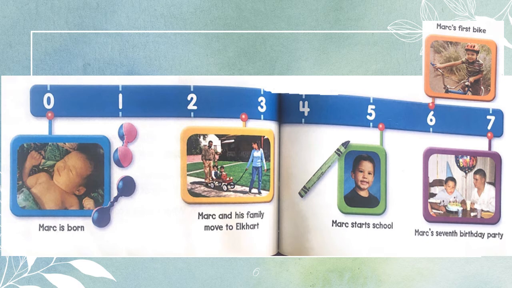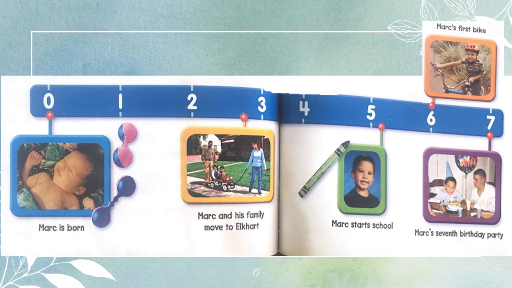Then what do you see when he was 6 years old? What do you see on his timeline? Mark's first bike. So he got his bike as a birthday present when he was 6 years old. Then what do you see when he turned 7 years old? So it was Mark's 7th birthday party.